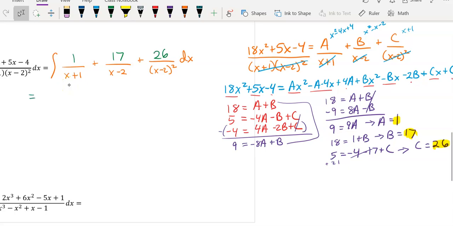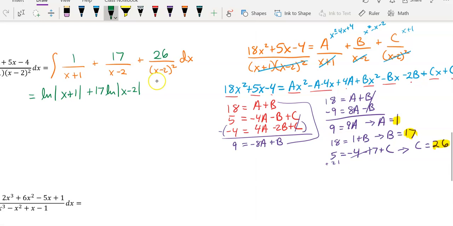First one is another natural log, so natural log of absolute value x plus 1. Second one is 17 times the natural log of absolute value x minus 2. Okay, this one is not a natural log.